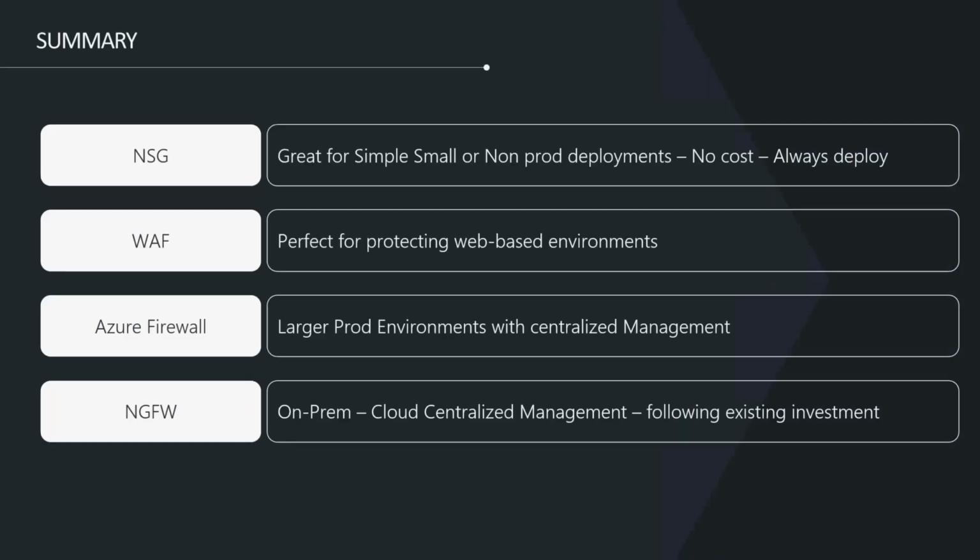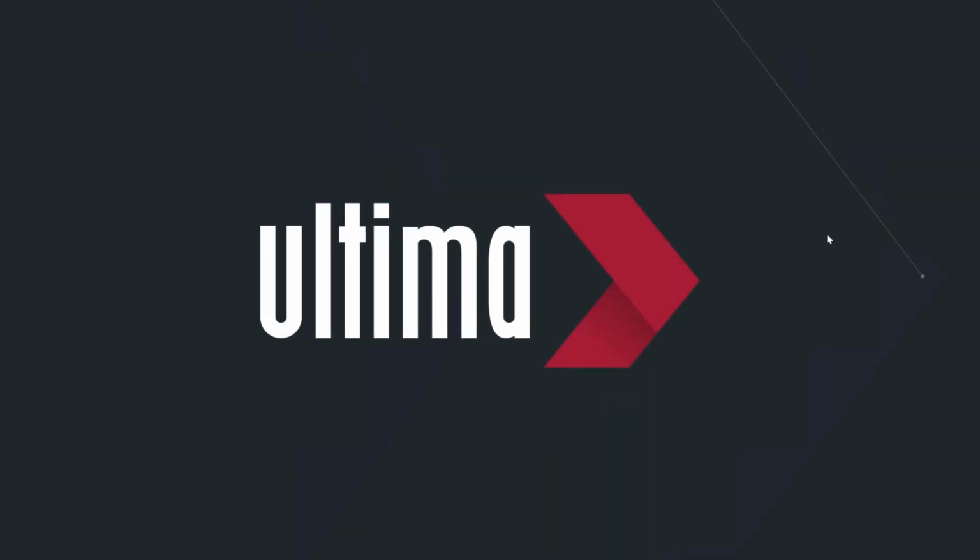So very quickly in summary, NSGs are great for small and non-prod deployments. Web-based environments are very much suited to the application gateway and the WAF. Azure Firewall is great for centralized management on your larger production environments. And next-gen firewalls are great if you want to follow that existing investment and you're more an enterprise-based customer that needs more deep packet inspection and more security bells and whistles around that particular environment. So that's pretty much it as a quick highlight for those two products today.